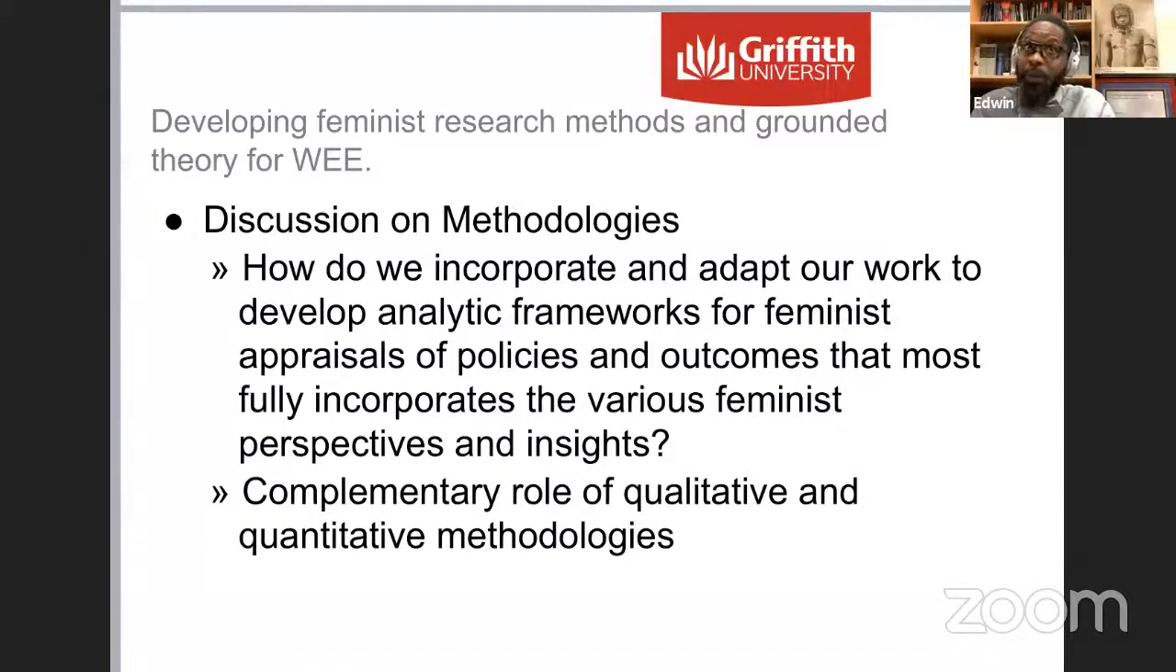And along with this, we need to think about the complementary role different approaches can play. Both qualitative and quantitative methodologies would be especially useful to address women's lived experiences as opposed to theoretical abstraction. Okay, thank you very much, and apologies for rushing through so much so quickly.